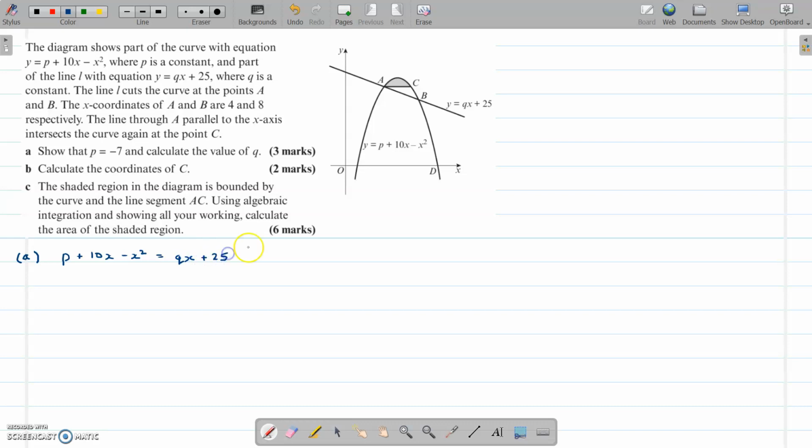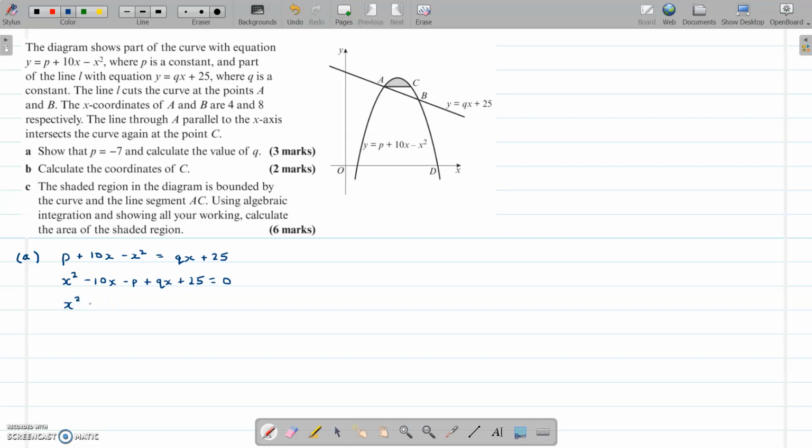Now I'm going to change all that around and put everything on one side and turn it into a quadratic with a 0 on the other side. So I've got x squared, taking all this to the other side, I've got x squared minus 10x minus p plus qx plus 25 equals 0.